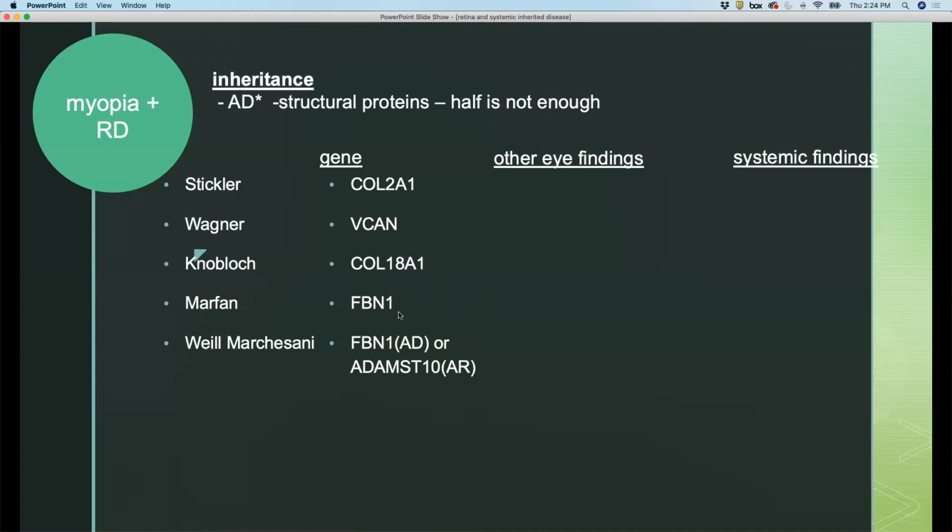Marfan syndrome and Weill-Marchesani can both be caused by mutations in FBN1, which encodes fibrillin. Fibrillin makes up the zonules, and that's why they get ectopia lentis, because the protein making up the zonules is messed up. Weill-Marchesani can be autosomal dominant or autosomal recessive, caused by mutations in another gene.